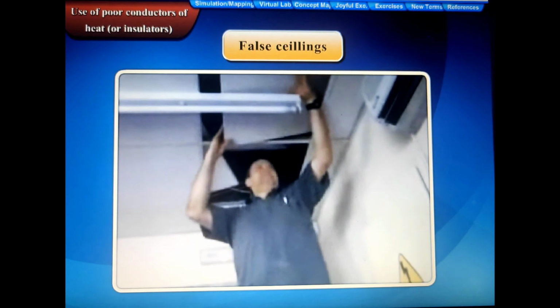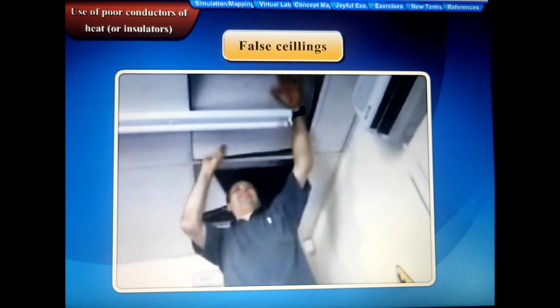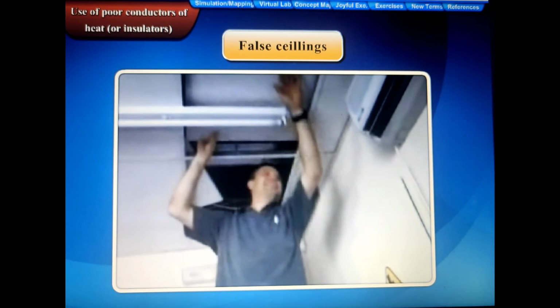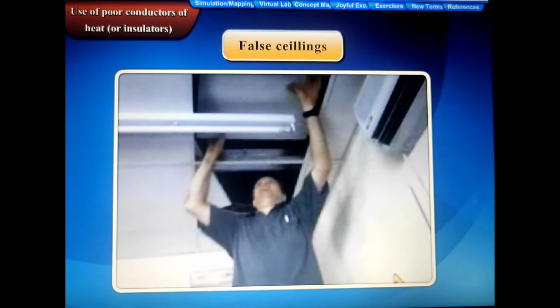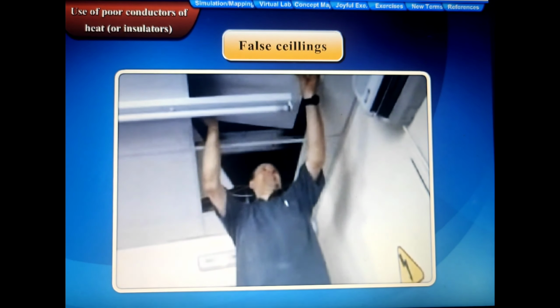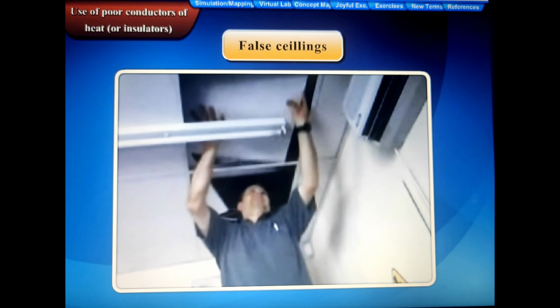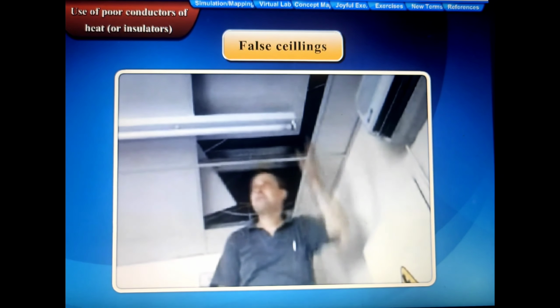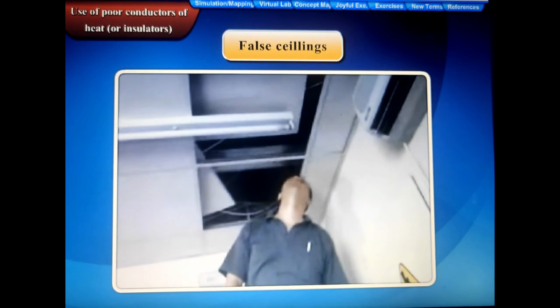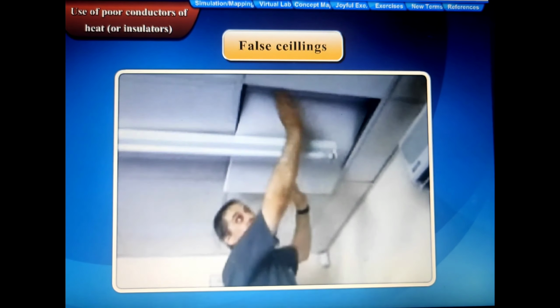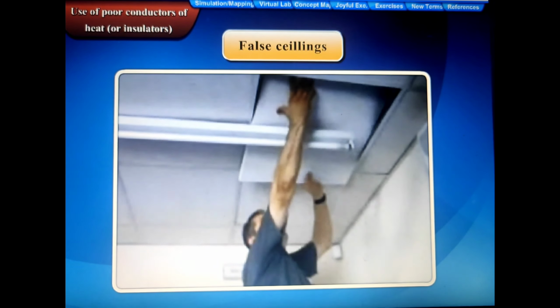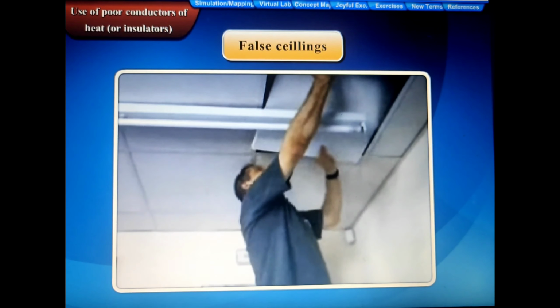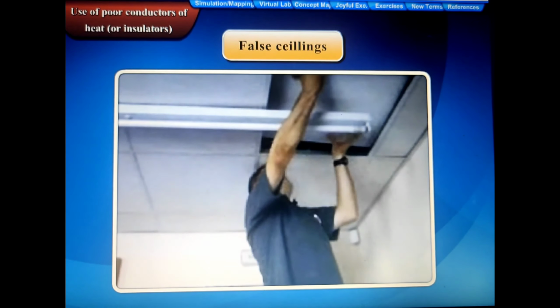False ceilings. False ceilings, generally made of plaster of Paris, asbestos, or wooden plyboards, provide a layer of air between the two ceilings, which keeps the room warm during winter and cool during summer. Since the air in between the two ceilings is a poor conductor of heat, it prevents the transmission of heat from either side.